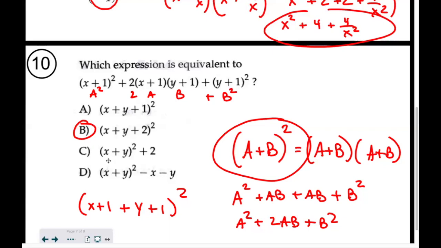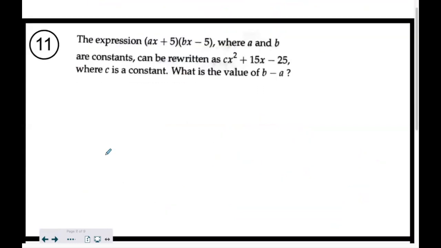But if you don't recognize that, it's fine. This is one where I wouldn't actually multiply all this out. It would take way too long. If you don't recognize that, this is another one where you just use Desmos to help you. But like I said, if you recognize this, then you can get the answer really quickly. Okay, let's move on to number 11.